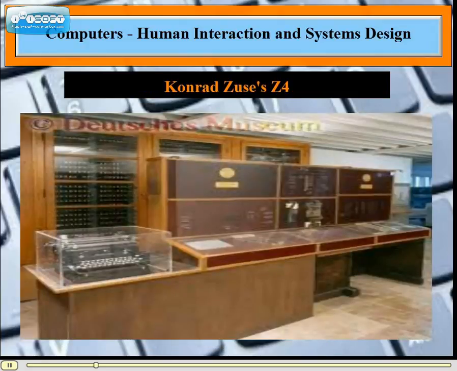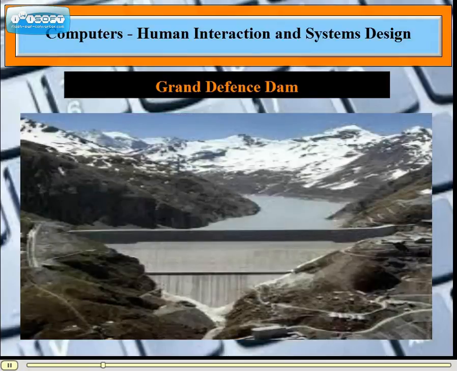The Z4 was the world's first commercial digital computer, designed by German engineer Konrad Zuse and built by his company Zuse Apparatebau between 1942 and 1945. The Z4 was used for calculations for work on the Grand Dixence Dam located in Switzerland. By 1967, the Zuse KG had built a total of 251 computers. However, due to financial problems, the company was then sold to Siemens.